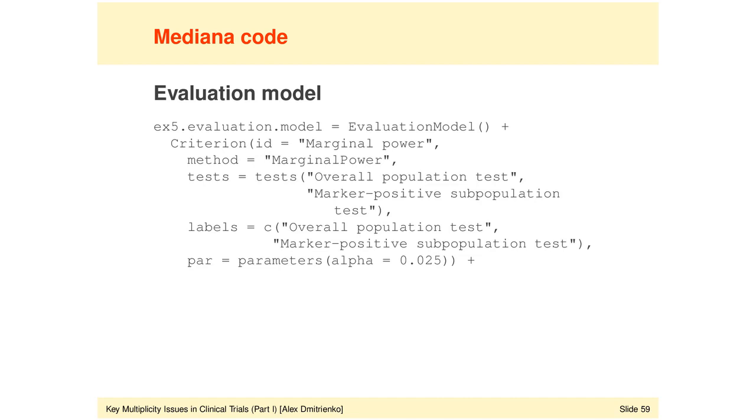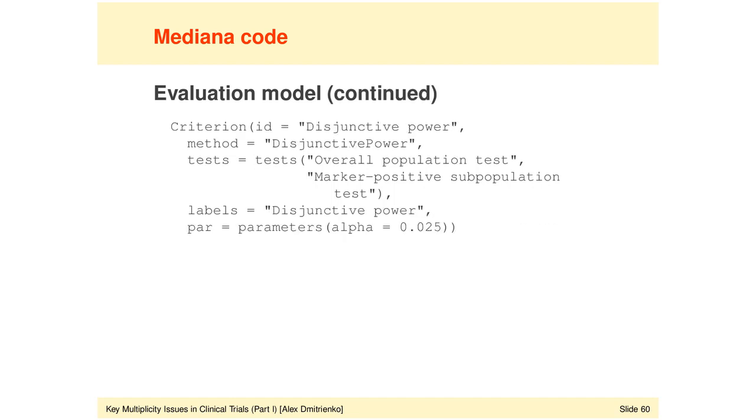The evaluation model, as I said a minute ago, has exactly the same structure as the evaluation model in example 4. We begin with the success criterion based on marginal power, and it will be applied to the two tests defined in the analysis model, the overall population test and the marker positive subpopulation test. This evaluation will be performed at a one-sided alpha of 0.025.